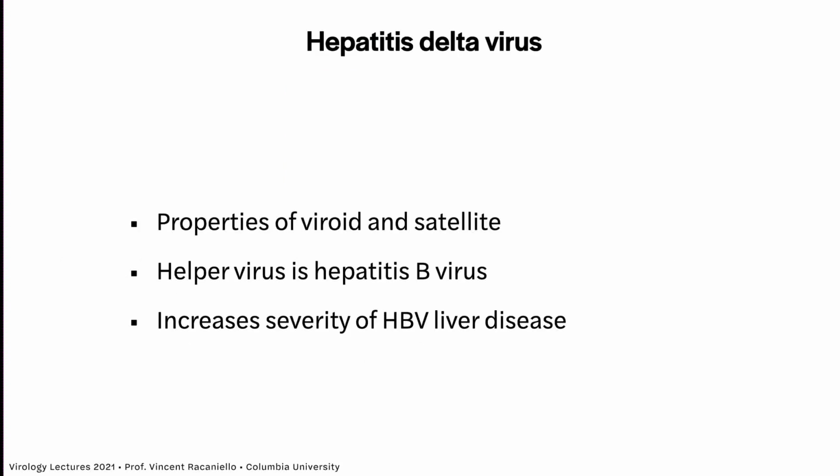Now, there is a satellite virus of humans. There's just one that we know of, and that's hepatitis delta virus. So I'm not calling it a satellite now. I think we should call these viruses, as long as they're in a particle anyway. And this is very interesting because it has properties of both a viroid and a satellite, and its helper virus is hepatitis B virus. We think that when you have both hepatitis delta and B virus together in your liver, it makes hepatitis worse. Some controversy over this, but I think it's correct.